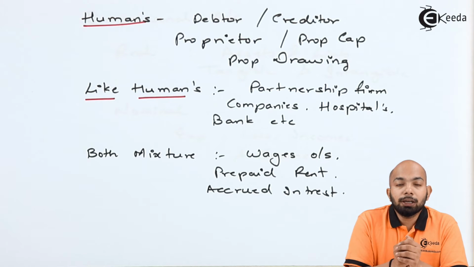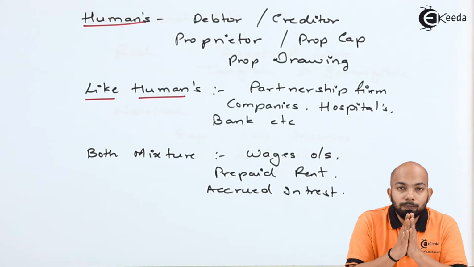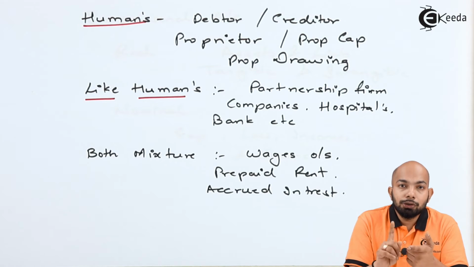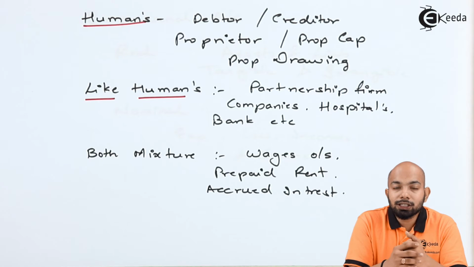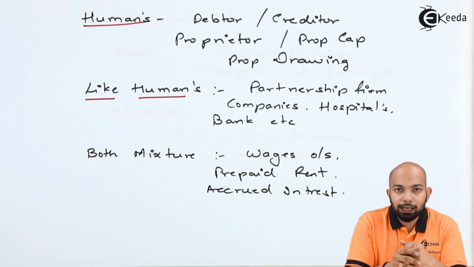Now let's talk about representative accounts that we have. A representative account is nothing but a mixture of both these types, that means human accounts and like human accounts. So we have mentioned certain examples. Let's go ahead and understand each and every example that we have here.